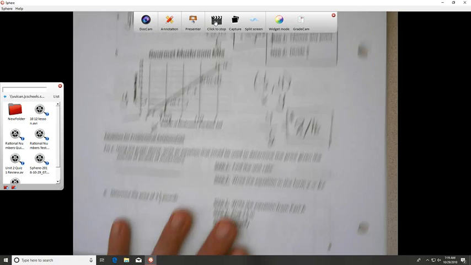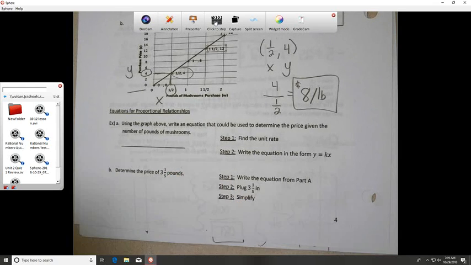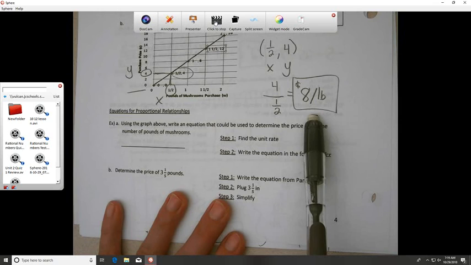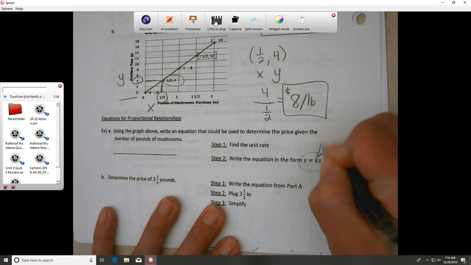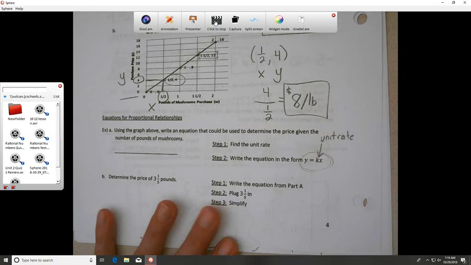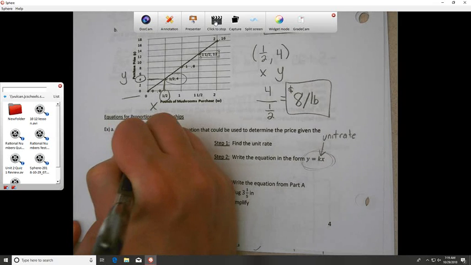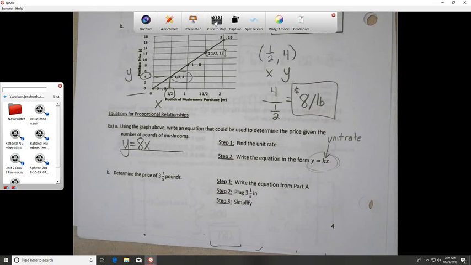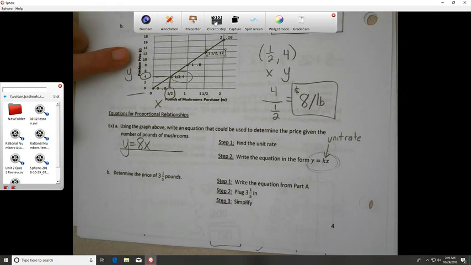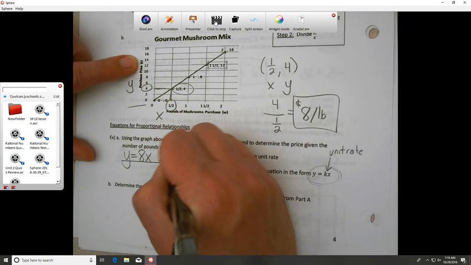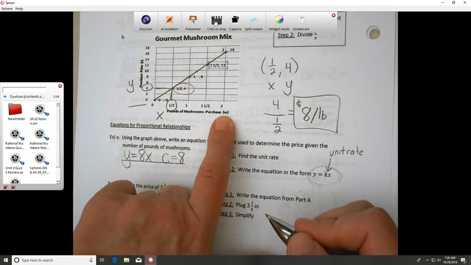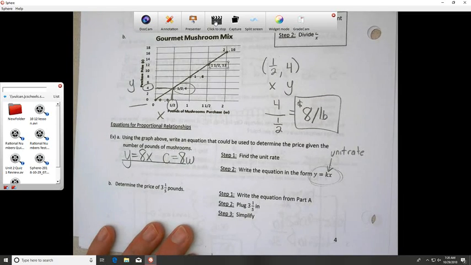All right, so then the last thing we'll look at is just the equation. So it says, using the graph above, write an equation that can be used to determine the price given the number of pounds of mushrooms. So we just said our unit rate is 8. Your equation always looks like y equals kx, where k is your unit rate. So my equation is just y equals 8x. You can also use other letters that make sense for the question. Okay, so for example, it looks like they labeled that C. Okay, so you could do C equals 8, and then they said W for weight. So you could label it like that, or you could just leave it as y equals 8x.